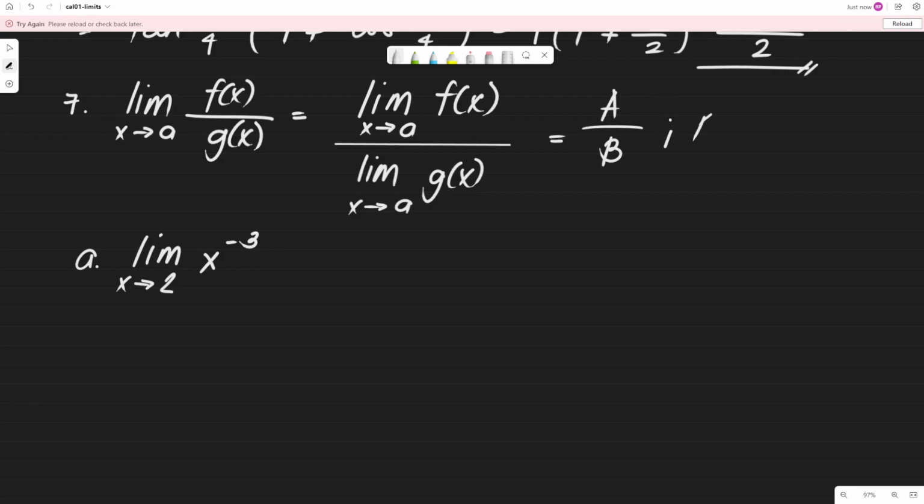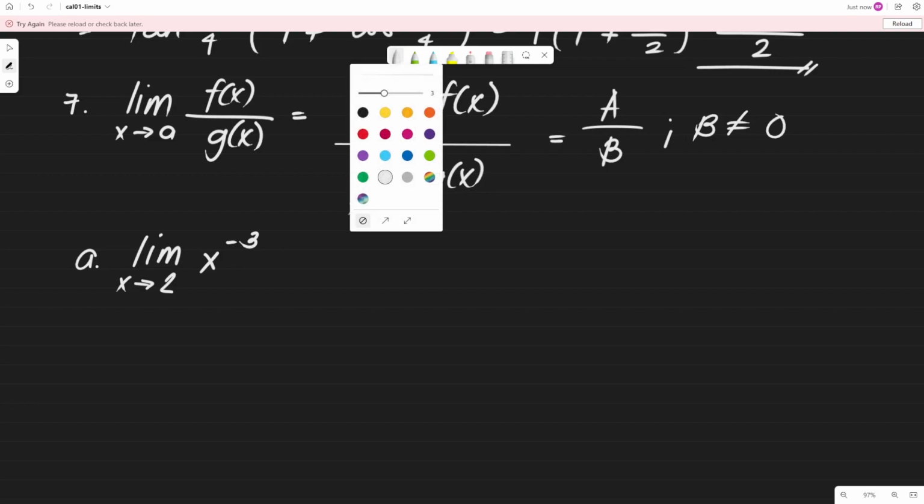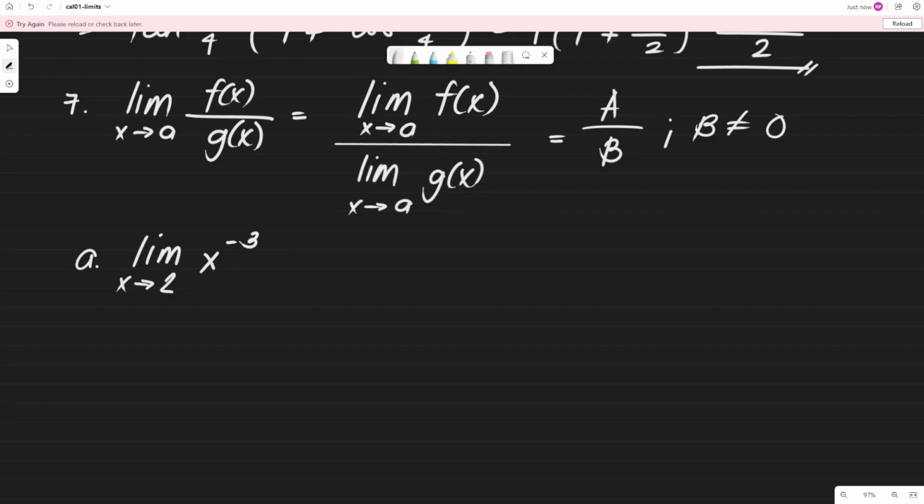Then, B must not be equal to 0 or else our evaluation will be undefined. So, we will not be able to get a limit, or an answer. So, let's try.